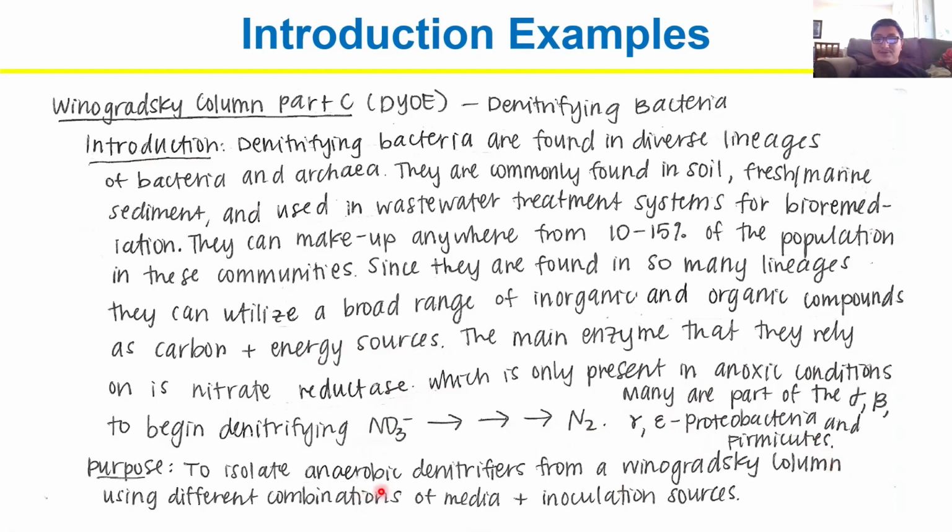And then it says the purpose is to isolate anaerobic denitrifiers from the Winogradsky column using different combinations of media and inoculations. So I guess the only thing that this person didn't put is what the strategy is. Is this person using an enrichment, selective enrichment, direct isolation? So it's a very strong introduction. Some missing pieces, but I think that you get the idea.